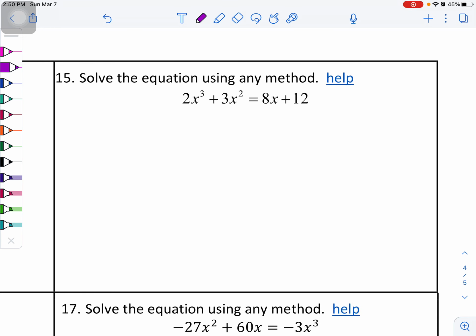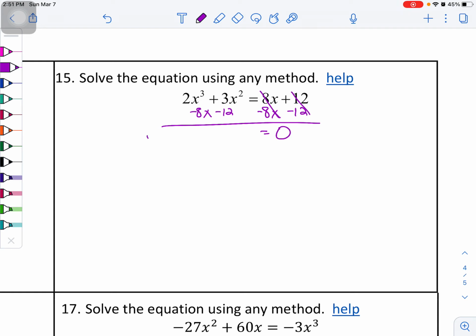All right, so that's number 14. Again, it was already factored and set equal to 0, which makes that a really nice problem to work with. Number 15 isn't factored. It's not set equal to 0, so okay, let's start by getting it set equal to 0.